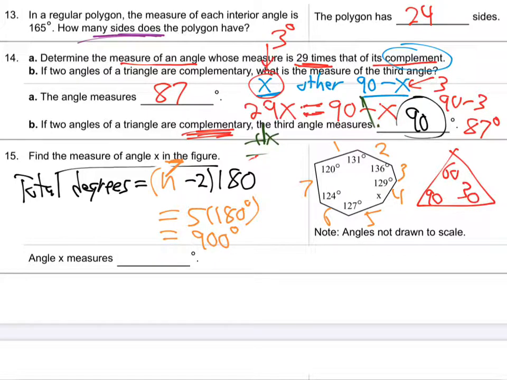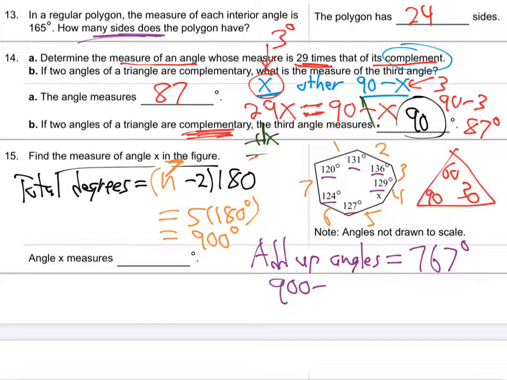Is that what it is? Yeah. Okay, so add up the angles. You know, all these 131, 120, 124, all these. What did you say the total was again? 767. Thank you. And then just subtract from 900, right? Because we know there's 900 degrees total, because we already figured out there were 5 triangles.